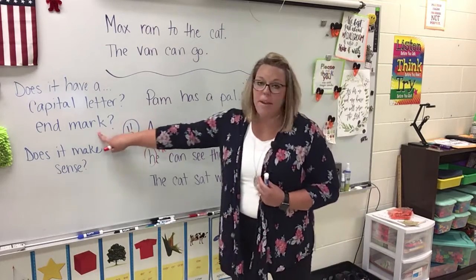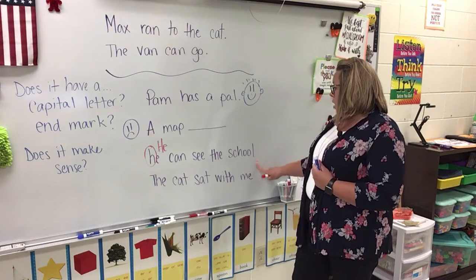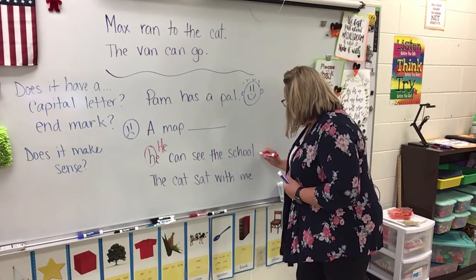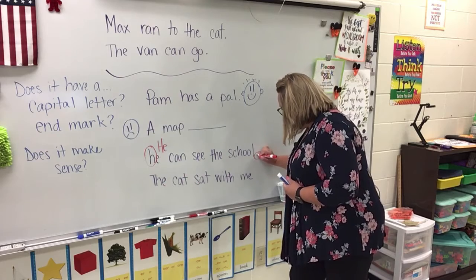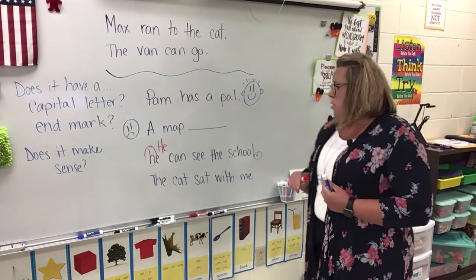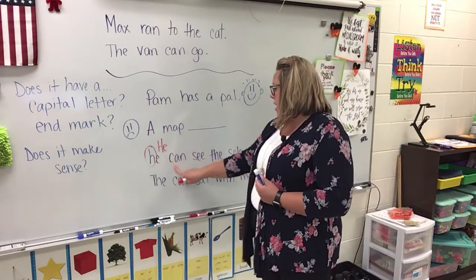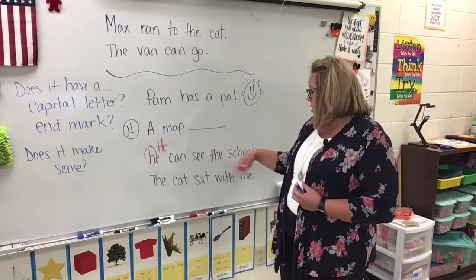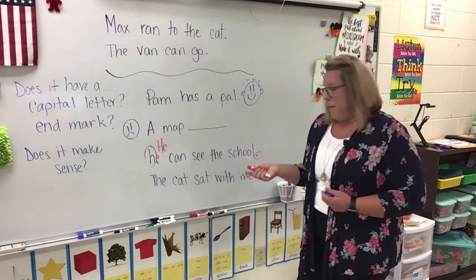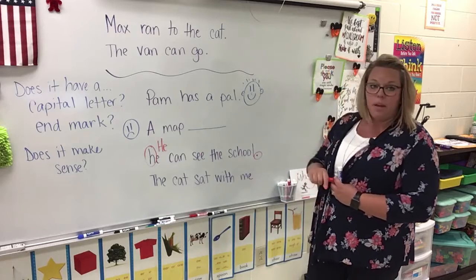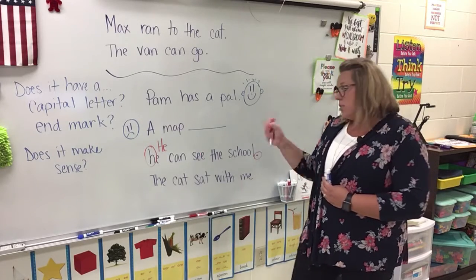Let's check. Does it have an end mark? Uh-oh. We have another problem. There's no end mark either. I'm just going to put a circle there so I would know that it wasn't there and put my own period there. So now I can check my sentence out. He can see the school. He, what can he do? He can see. What can he see? The school. But I now have a capital H for he, and I have a period at the end of my sentence. Let's check out the last sentence.